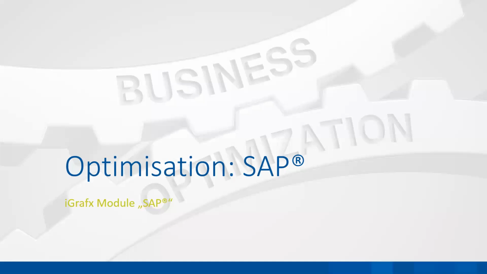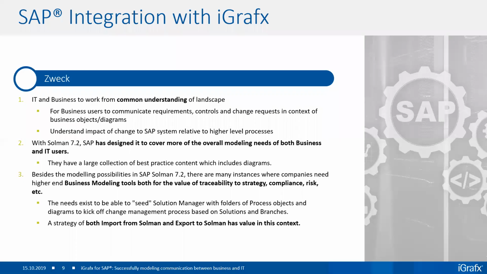So speaking about SAP optimization, what does that mean, and what will be the topic that we're going to cover today in the webinar? So the topic we are focusing on is the SAP integration with iGrafx. And we do the SAP integration through the SAP Solution Manager 7.2. That means we do have a bidirectional interface that can connect from iGrafx to the Solution Manager, so we can import information from the SAP Solution Manager into iGrafx. Then we can map information in iGrafx and then put the information back to the Solution Manager.